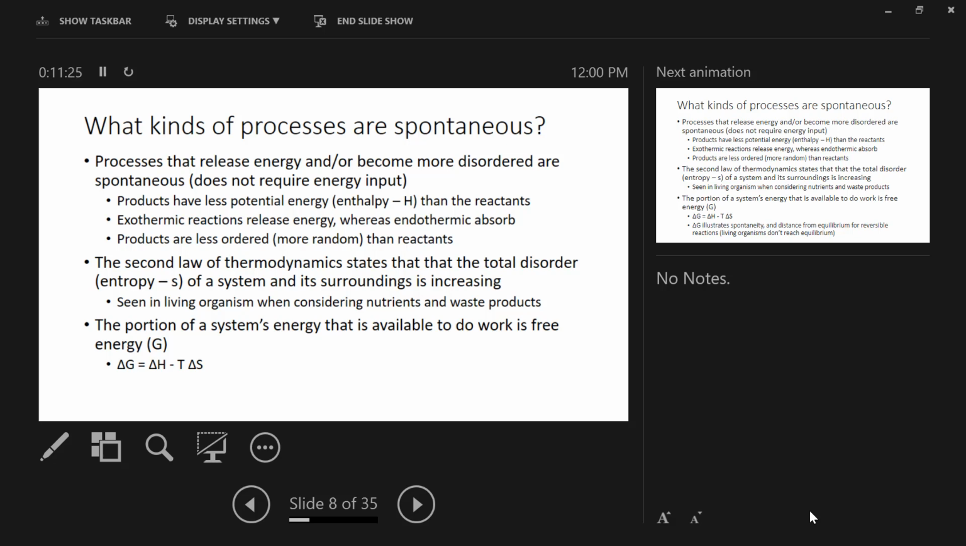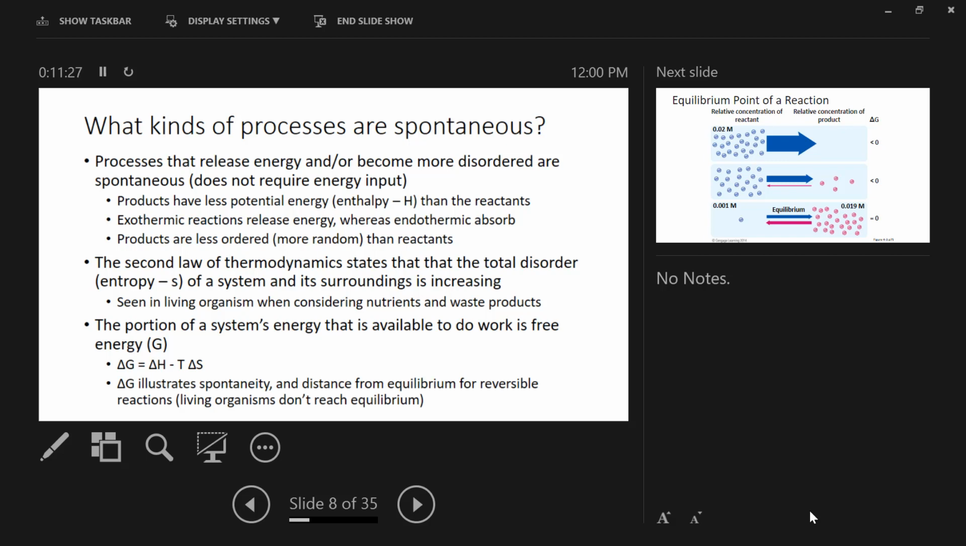I think it's funny. All right, so delta G illustrates spontaneity, or basically whether or not a reaction is going to happen without the input of energy, without the input of a directional force.